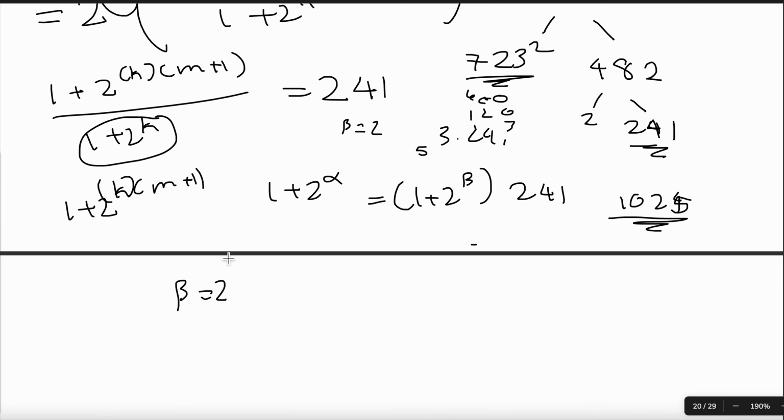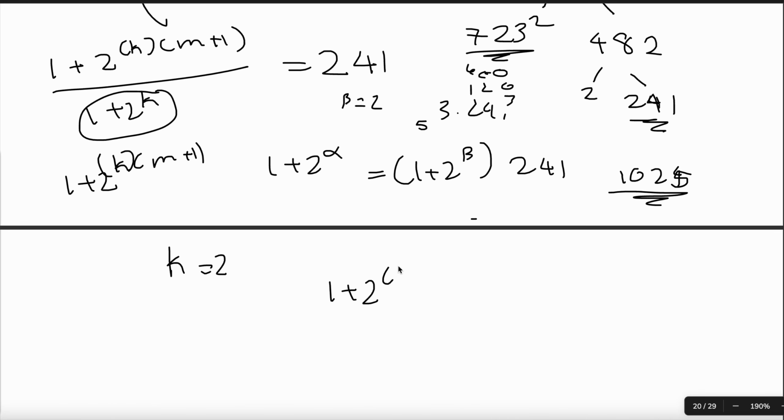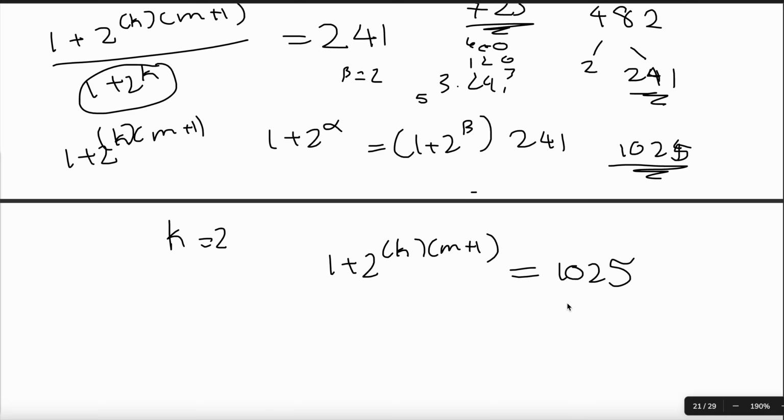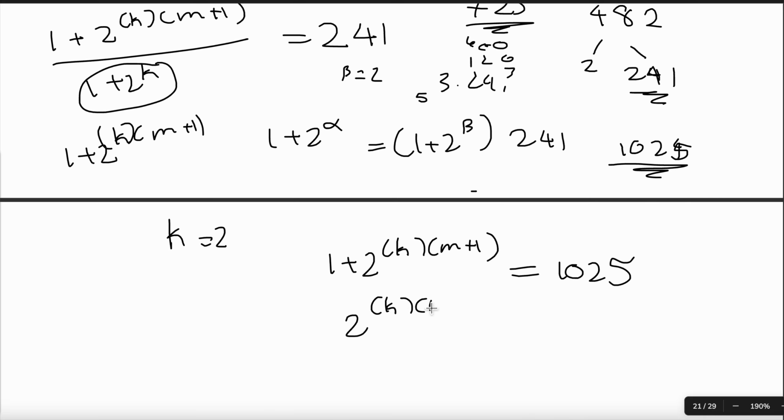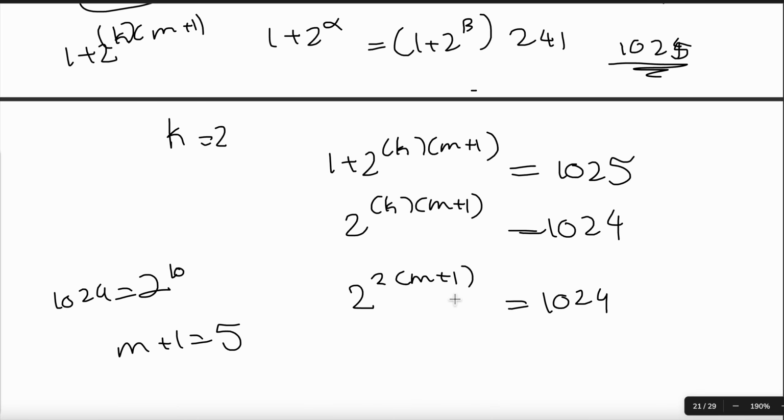Let's say beta equals 2, and well, beta is what k was. I just used a different variable to make it a little easier to think about. So this is basically just saying that k equals 2. So we're finding that 1 plus 2 to the k times m plus 1 is going to equal 1025, and so 2 to the k times m plus 1 equals 1024. We know k is 2, so 2 squared times (m plus 1) equals 1024. Now 1024 equals 2 to the 10th, so that means 2 times (m plus 1) has to equal 10, so m plus 1 equals 5, and m equals 4.